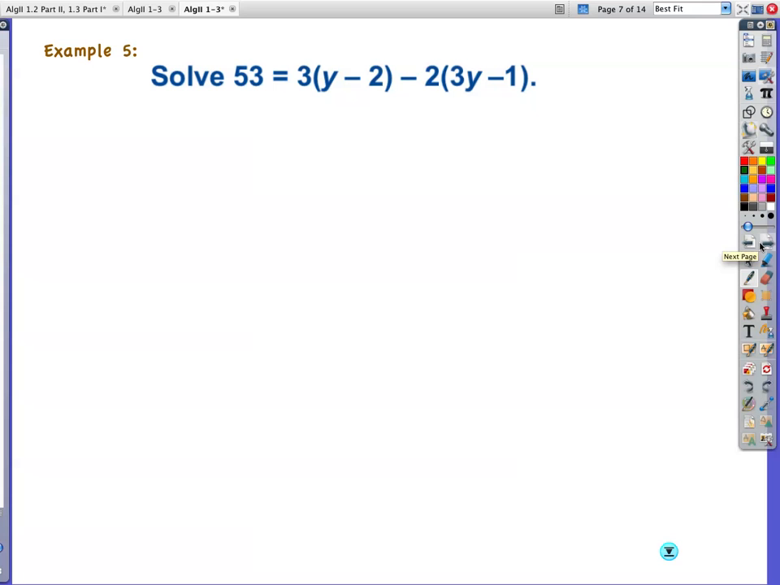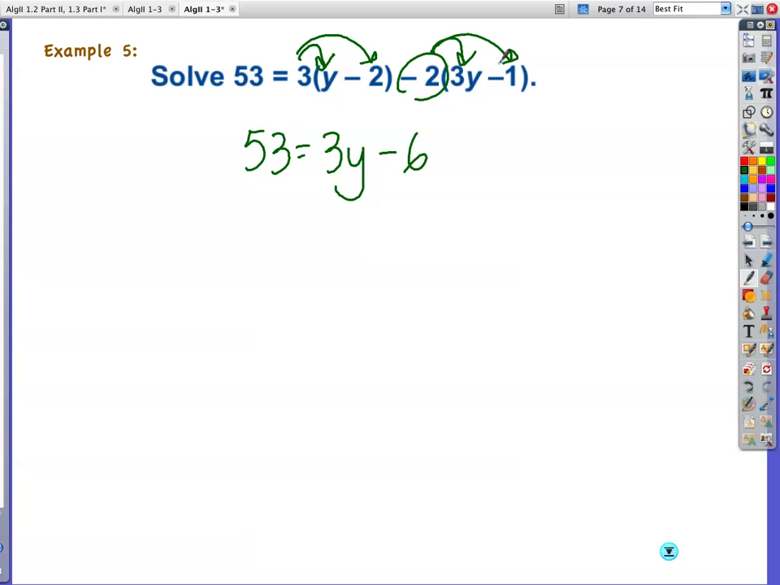Example 5 here. We have a lot of, what property is that? Oh yeah, distributive property. So 53 is equal to 3y minus 6. How'd I get that? I took 3 times everything in the parentheses. Be careful here. I am now going to take negative 2 times everything in the parentheses. So I have a negative 6y and I have a positive 2. Before I go on further with any solving here, I want to simplify. I want to put like terms together.